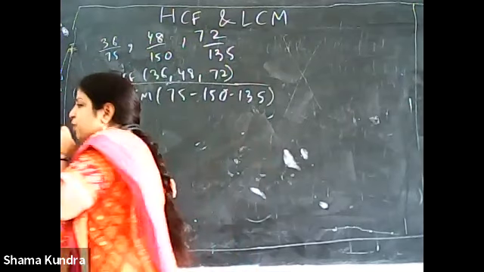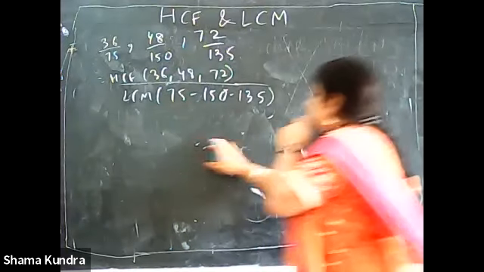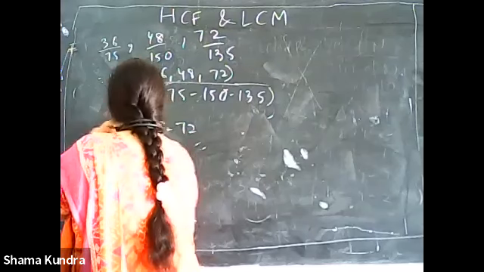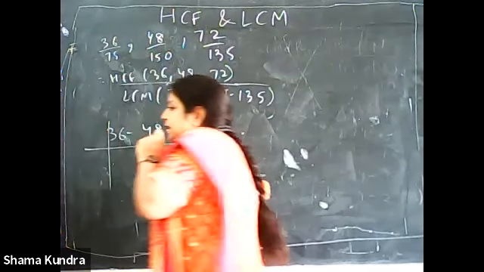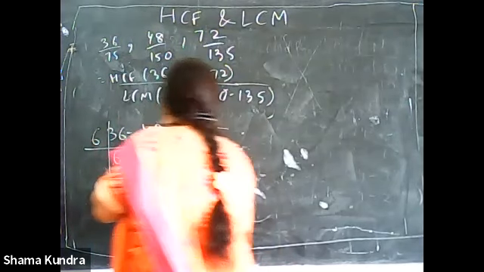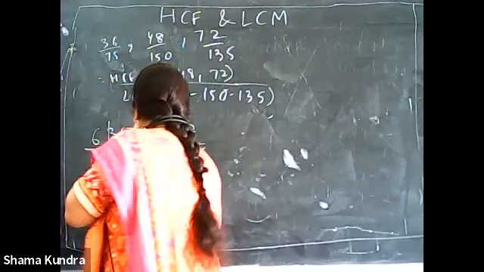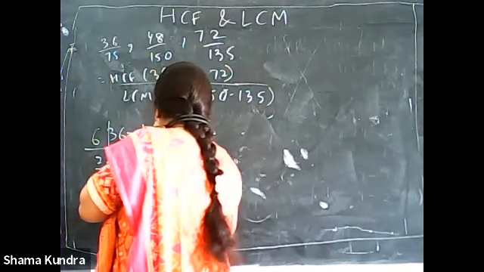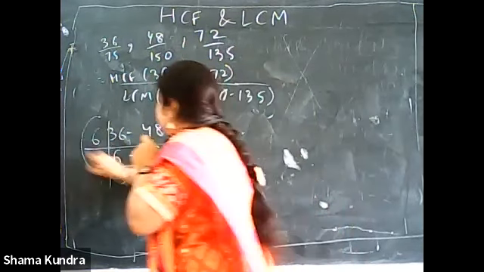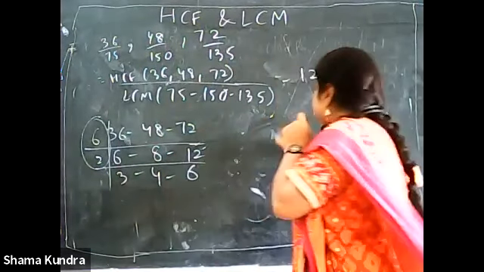Now the HCF of the above numbers. We will find it. See how. 36, 48 and 72. I can divide them by 6: 6, 8 and 12. Then with 2: 3, 4, 6. Now there is no number which can divide all these three numbers. So the HCF will be 6 into 2, which is 12. Now see the LCM.